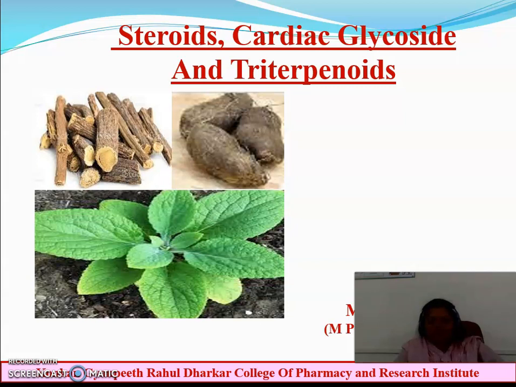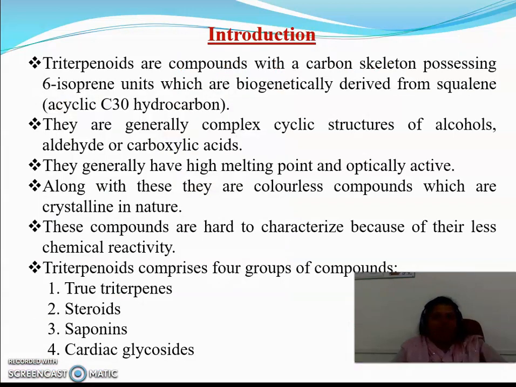Today we are going to see steroids, cardiac glycosides and triterpenoids introduction. Let's begin. Triterpenoids are compounds with a carbon skeleton that possess 6 isoprenyl units. They are biogenetically derived from squalene, that is an acyclic C30 hydrocarbon. They are generally complex cyclic structures of alcohols, aldehydes or carboxylic acids. They generally have a high melting point and they are optically active.